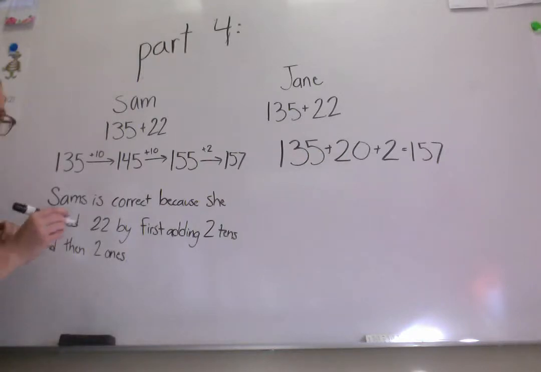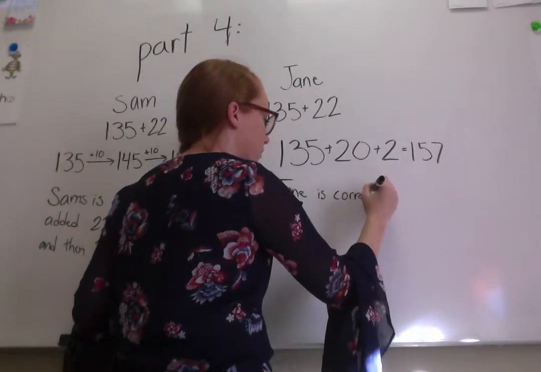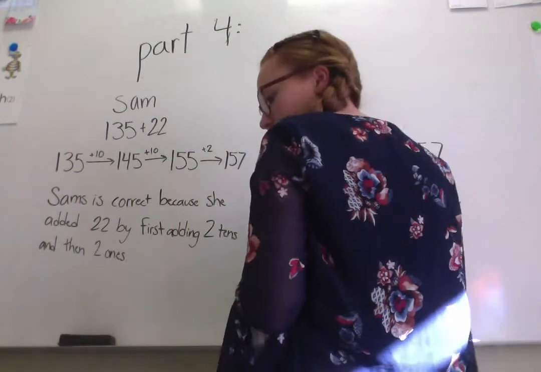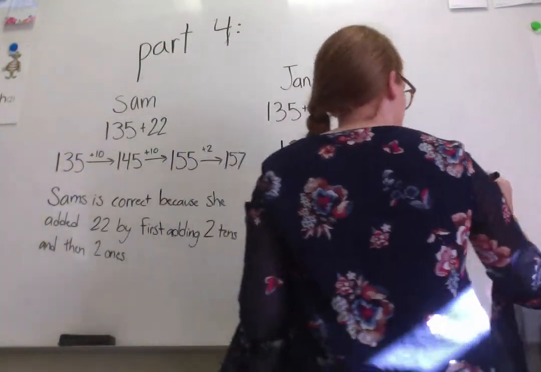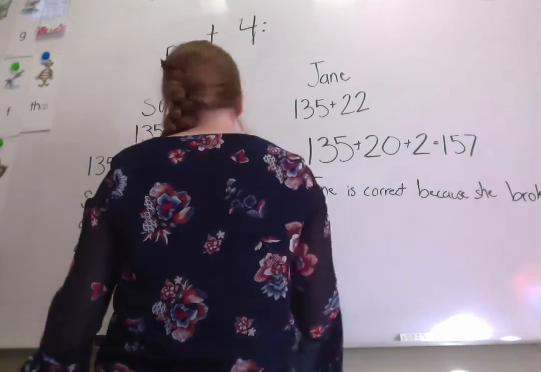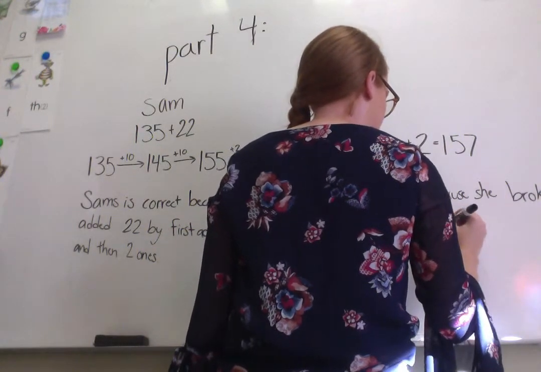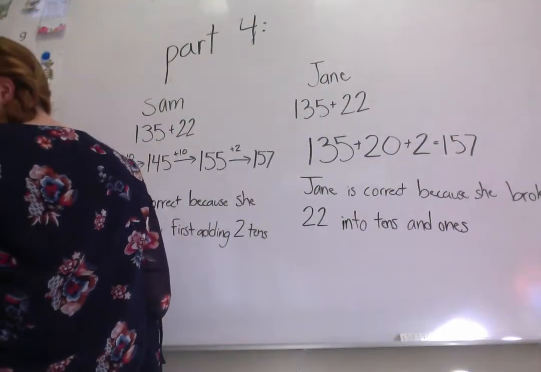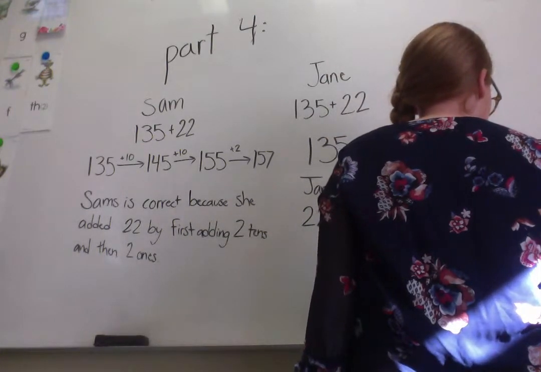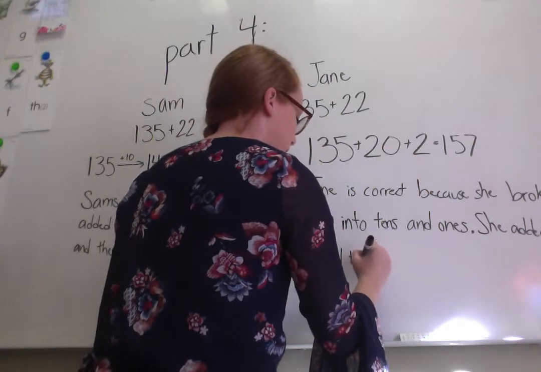Now you have to come over and say why Jane is correct. Jane is correct because she broke 22 into tens and ones. Period. She added 20 and then 2.